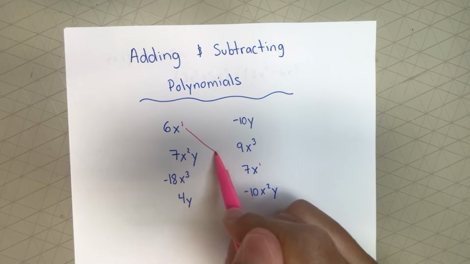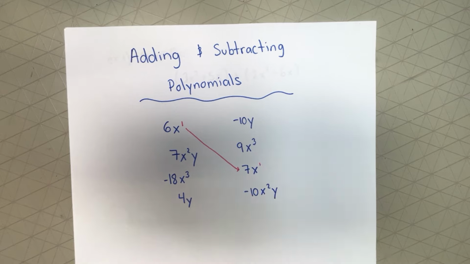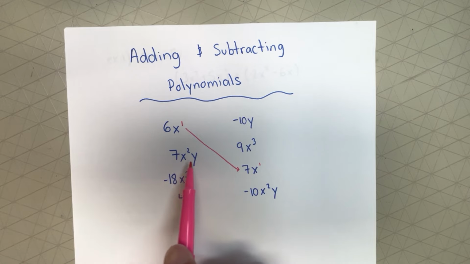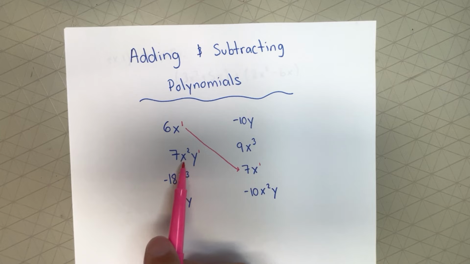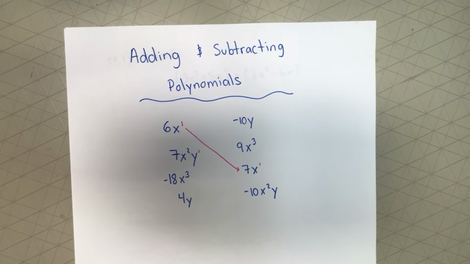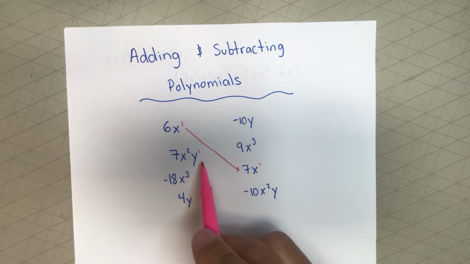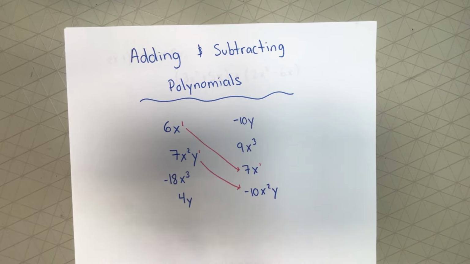So this 6x would be similar to 7x, which means I would be able to add or subtract them based on similar terms. My next one is 7x squared y to the first. So if I'm going to be able to combine anything to 7x squared y, it also has to have an x squared to the y. So on the other side, look to see which one has an x squared y. Hopefully you agree it's going to be this one.